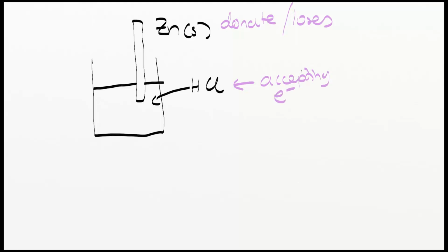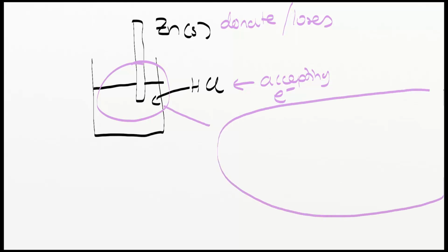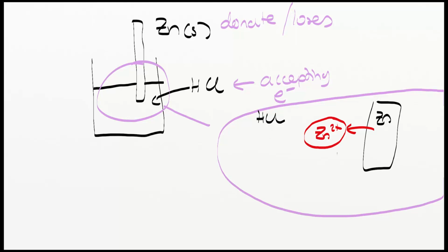So this time when I stick the zinc into the HCl, what do we end up seeing? Let's say this is the zinc here, and this is the HCl here. We know that the zinc is going to be donating its electrons. So the zinc jumps into the HCl and it loses its electrons, so it becomes zinc 2 plus. This is just the spontaneous process that occurs. The zinc 2 plus ion stays in the solution, and the electrons are left behind in the zinc.